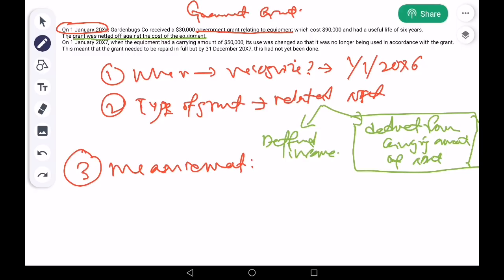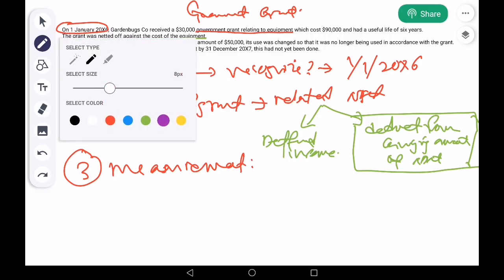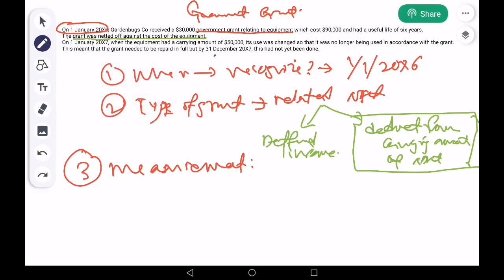We proceed to see what the question asks you to do. The question requires you to look at 31st December 2007, which has not yet been done. So it means that in 2006 they have recognized it, but in 2007 they do not record it. So you need to see whether there is any entry or adjustment to be made. I start with 2006 first, because you need to know your carrying amount, then you can proceed. Alright, let me read together.